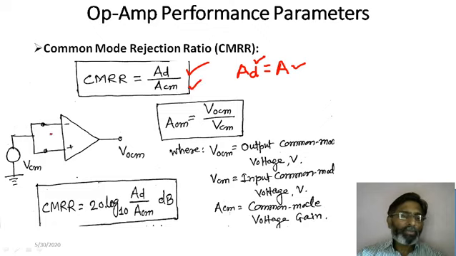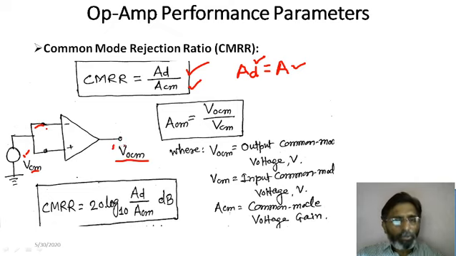Now common mode means what? It is represented here. If we apply the same signal to both the input terminals, then it is known as common mode signal. This is VCM, the common mode input voltage, and this is the common mode output. In the case of an op amp, if I apply the same input to both the terminals, output should be 0, but it doesn't happen, and you get some output.